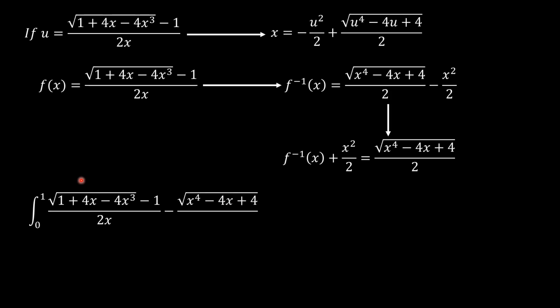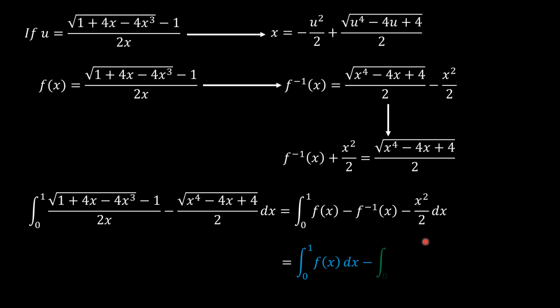f(x), this guy here, from x equals 0 to 1, minus the inverse function of f(x) minus x squared. We would like to separate this into three separate integrals, right? And then I would color code them so that now we do have the blue, we have the green, and then we have the white.